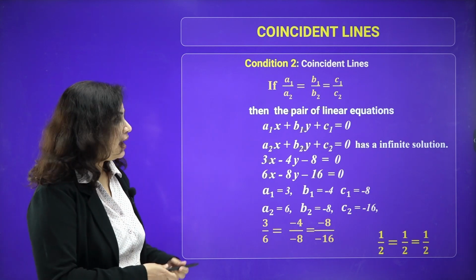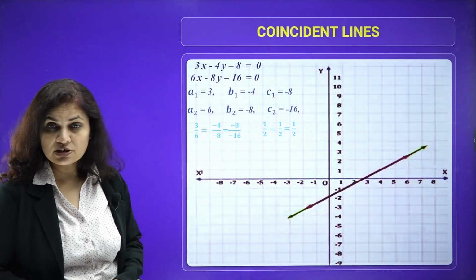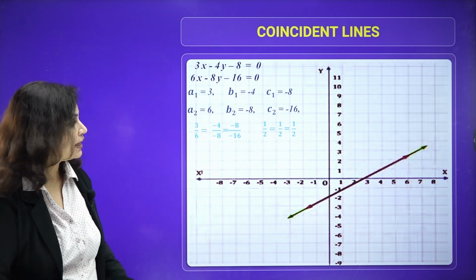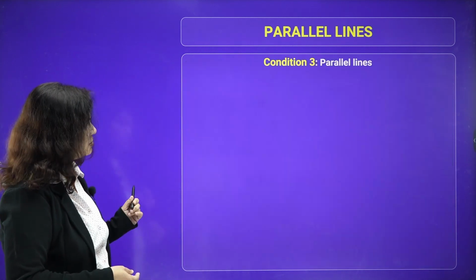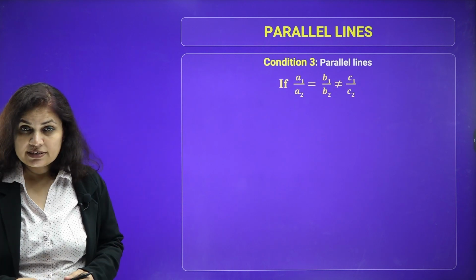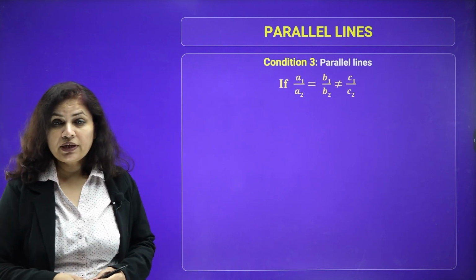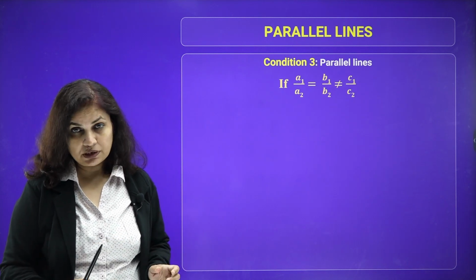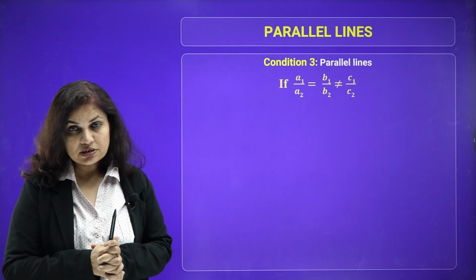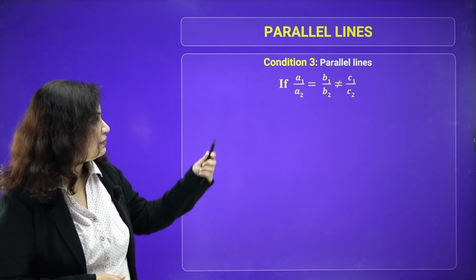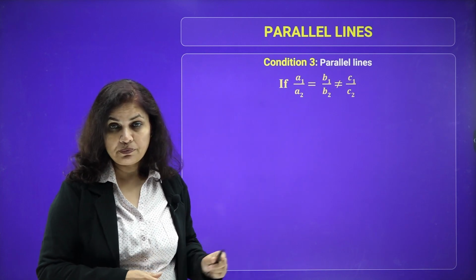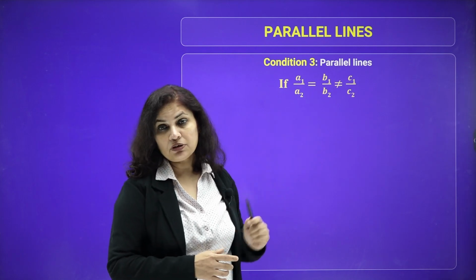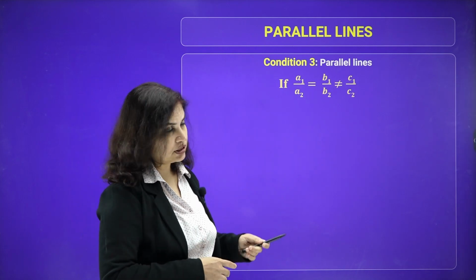So, from here we see that A1 upon A2 is equal to B1 upon B2 equal to C1 upon C2 is equal to half. And as such, if we plot both the lines, I can see one line lying over the other, and it's a case of coincident lines. Now, parallel lines. Coming to parallel lines, if A1 upon A2 is equal to B1 upon B2 but not equal to C1 upon C2, just look at the difference. In coincident lines, A1 upon A2 is equal to B1 upon B2, which is also equal to C1 upon C2. Here, A1 upon A2 is equal to B1 upon B2, but not equal to C1 upon C2.